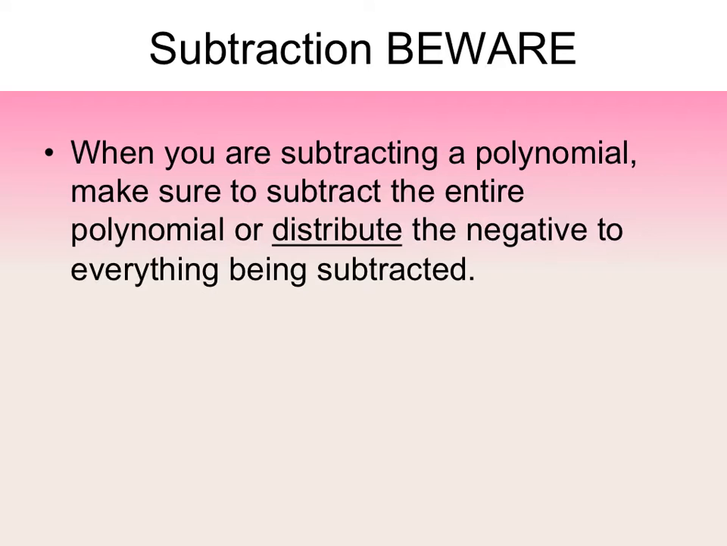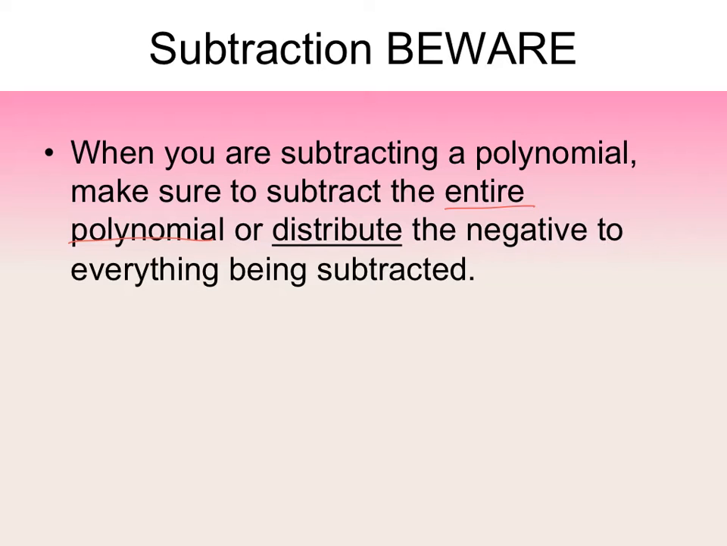So if you haven't noticed, everything we just did was addition examples, so we're going to take a look at subtraction right now. And I have this nice and big to point this out because this is an area where people will make mistakes. When you're subtracting a polynomial, make sure you subtract the entire polynomial, which means you're going to distribute your negative to everything. You cannot just subtract one of the terms in a polynomial. If you're subtracting something that has 3 different parts, you have to subtract all of it.